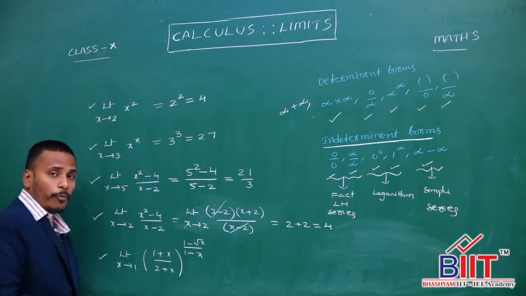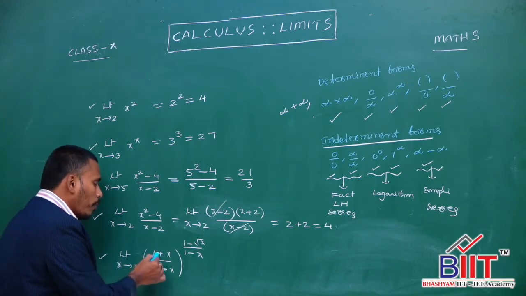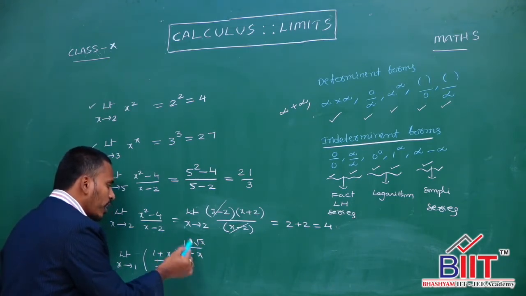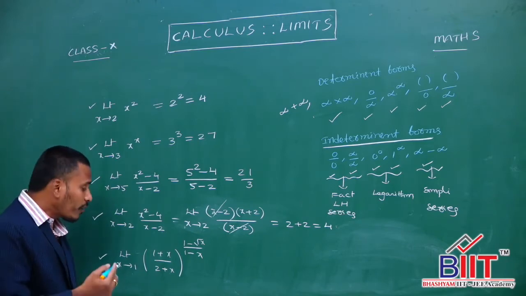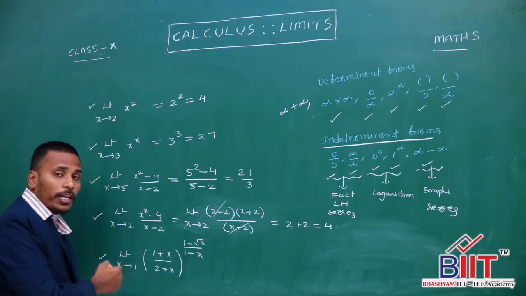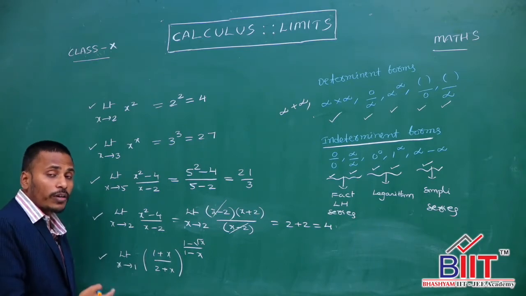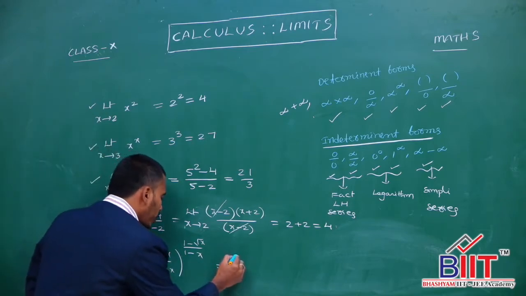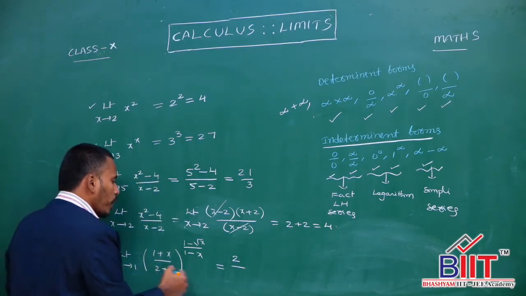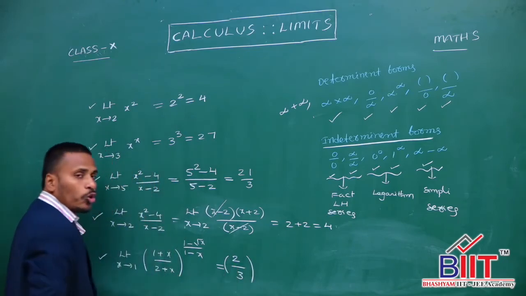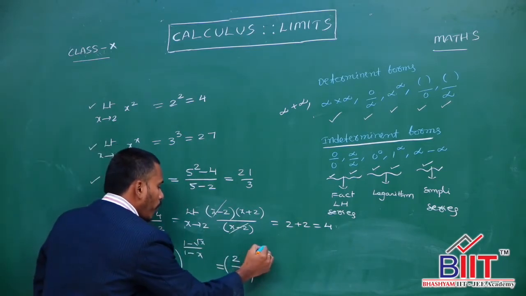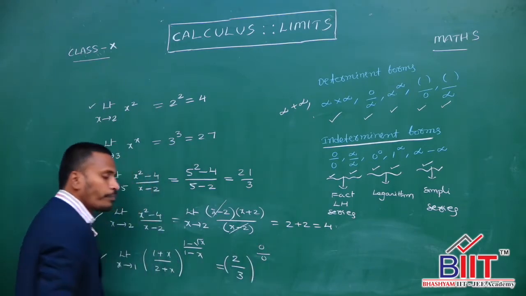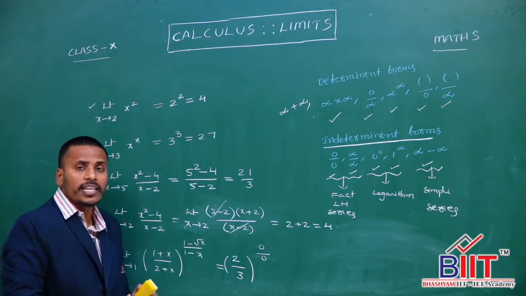Now I have another problem. Limit x tends to 1 of (1 plus x) divided by (2 plus x), to the power (1 minus root x) divided by (1 minus x). What will happen? See, if you replace x with 1 directly, just calculate its functional value. 1 plus 1 is what? 2. X is 1, right? 2 plus 1 is what? 3. 2 by 3 to the power, replacing x with 1, 1 minus 1 by 1 minus 1, what does it mean? 0 by 0. Again 0 by 0 is an indeterminate.